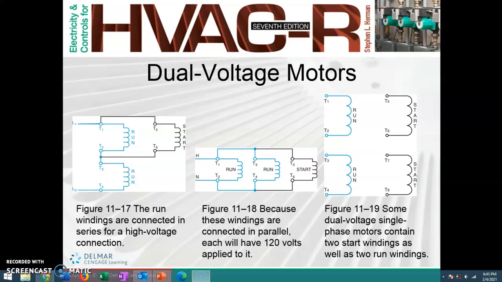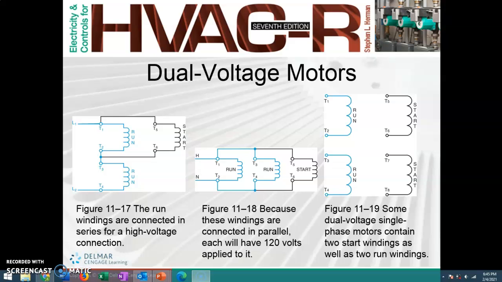Now, let's talk about some dual voltage motors. This is a thing in this industry. You can get a motor that can do 120 or 240 volts. When this happens, it's all because of how they wire it up inside or how you wire it in the field when you get it.